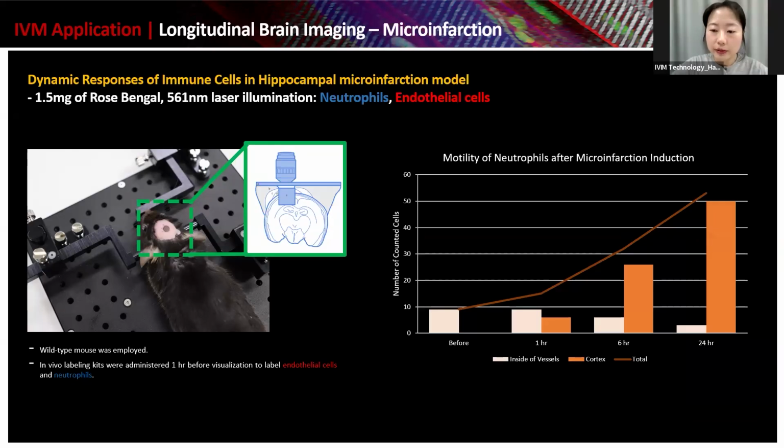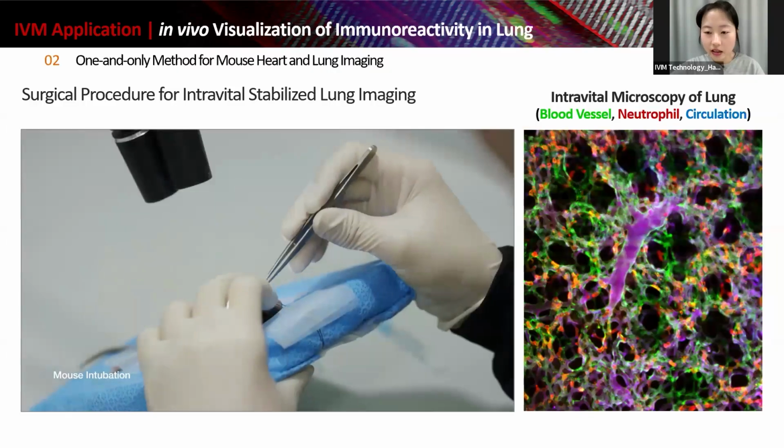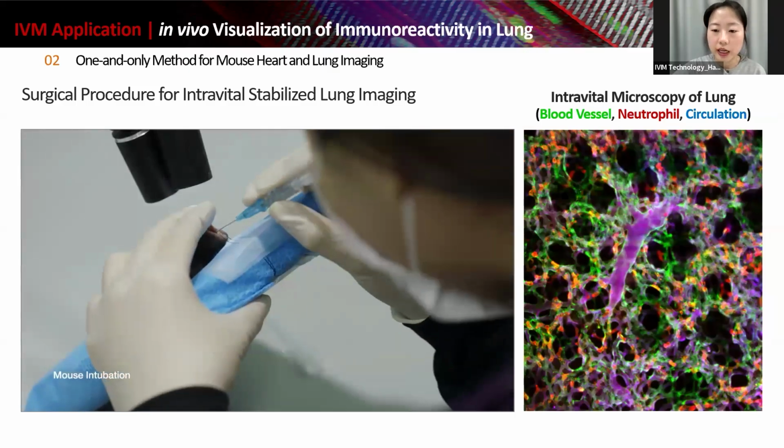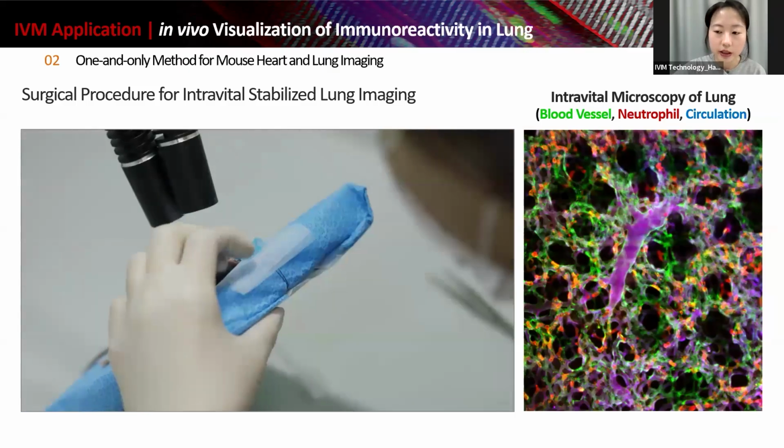Because our IVM system provides image data of sufficiently high quality for both qualitative and quantitative evaluation, it also enables precise numerical analysis as shown here. And this concludes the overview of surgical techniques for imaging various regions of the brain.